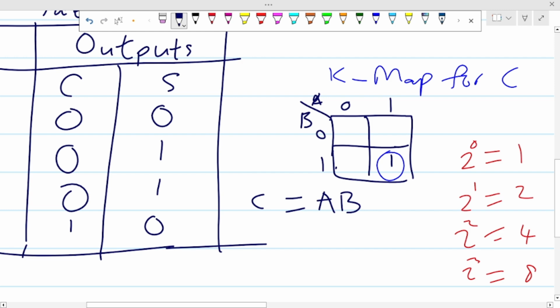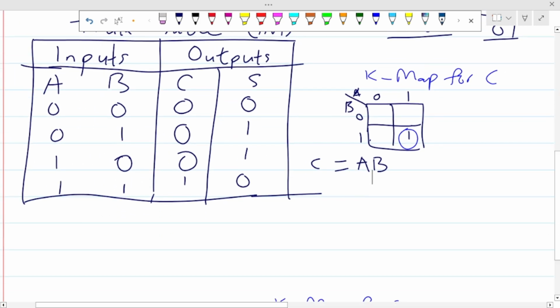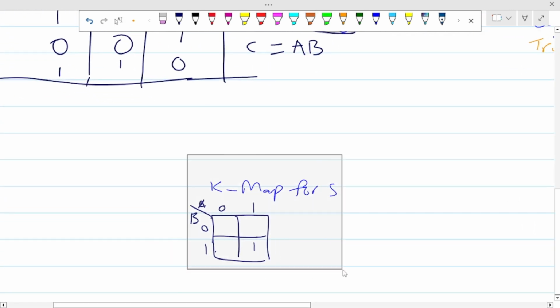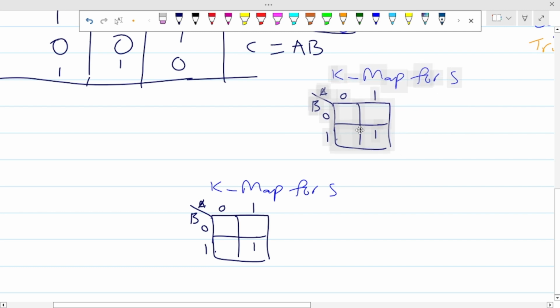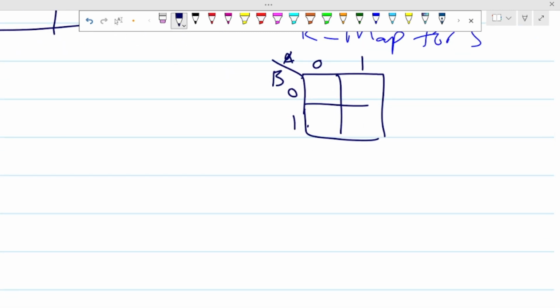So with this we can draw our logic circuit for C. But note that we are not looking for the logic circuit for C alone. The logic circuit for C is just one part of the half adder. To get the other part, we need to complete the other output, the K-map for S. So let's complete this. There should be nothing here for now. We just started S.